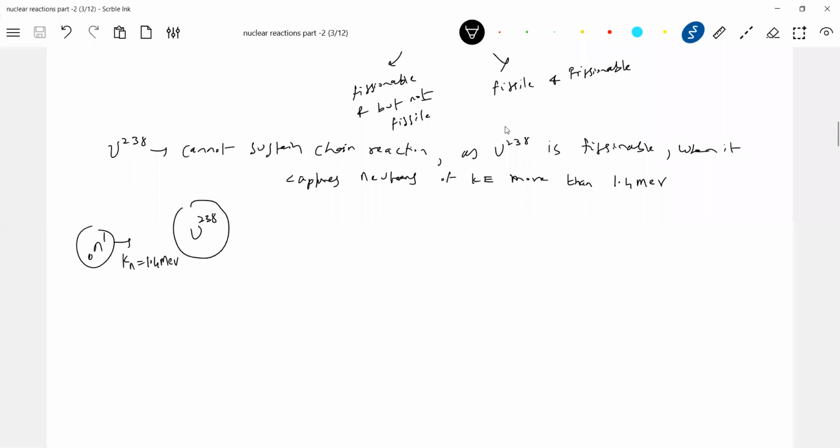It's fissionable, but not fissile. Are you able to understand? So, no. Okay, next point we'll write. That's the first thing. Next one.